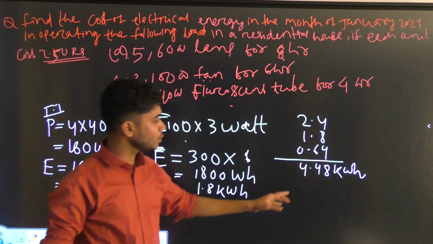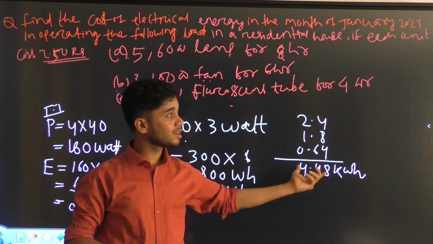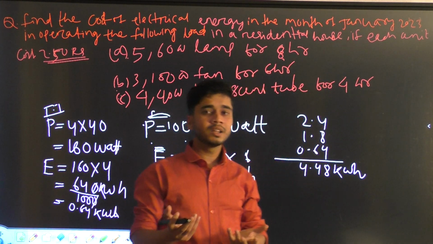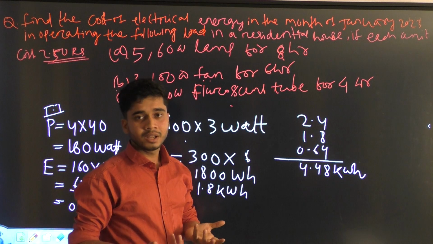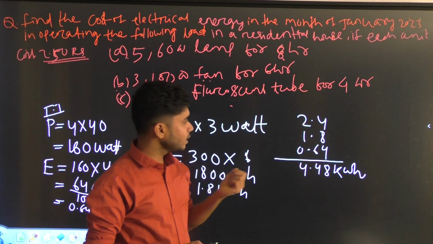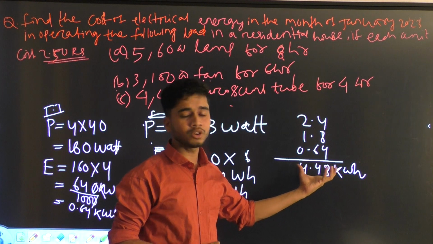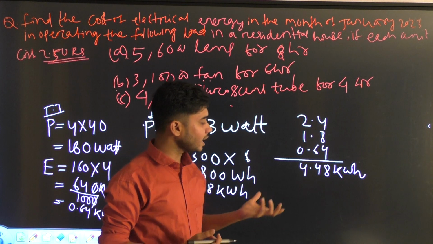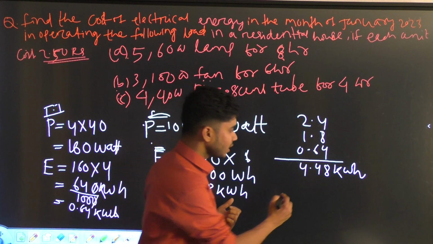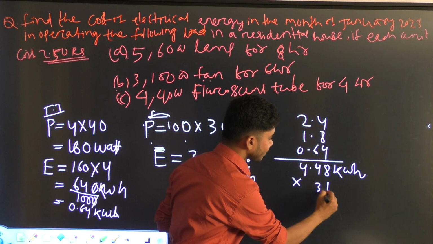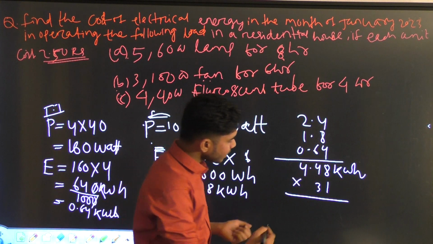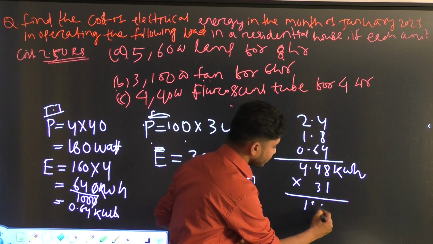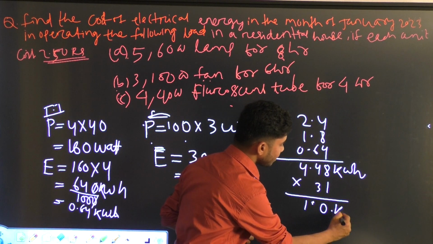But we are not interested in calculating the amount of energy consumed in one day. We are interested to calculate the amount of energy consumed for the month of January 2023. We know that January has 31 days. So if in one day this is the amount of energy consumed, then for the month of January, definitely we need to multiply it by 31. So I am multiplying it by 31. It comes to around 150 kilowatt hour.